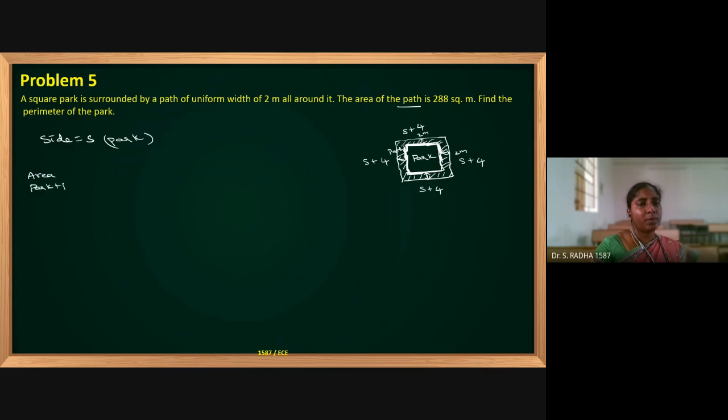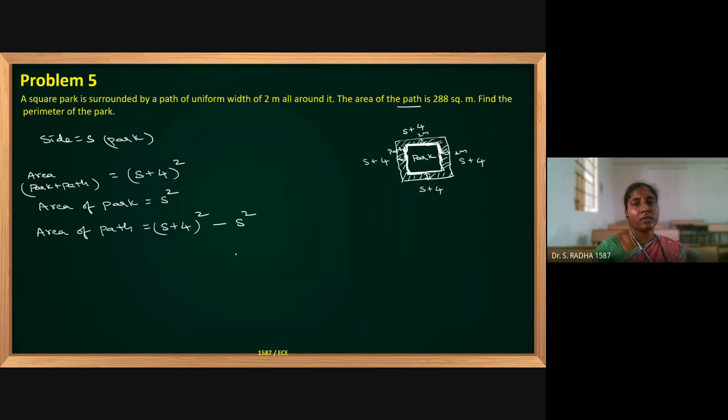Now if I find the area of park plus path, it is S plus 4 whole square. Area of park alone is S square. Now, area of path I want, this is nothing but S plus 4 whole square minus S square. Now this is S square plus 8S plus 16 minus S square. S square gets cancelled.